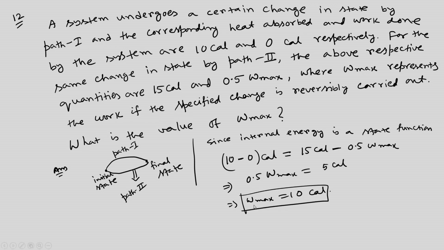So, two things you need to know here. One is internal energy is a state function, and you have to read the question carefully. Here, heat absorbed means Q is positive, and work done by the system means W is negative, according to the convention we follow. And if we equate them, since internal energy change is the same for path 1 and path 2, we can equate 10 minus 0 calorie equals 15 calorie minus 0.5 times W max, and we get the value of W max, which is equal to 10 calorie.